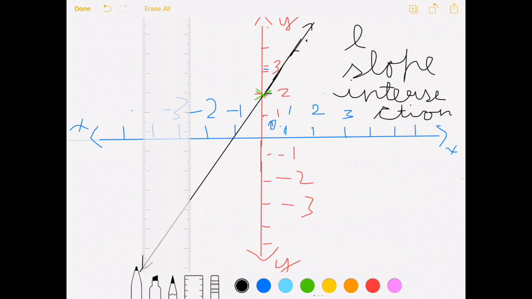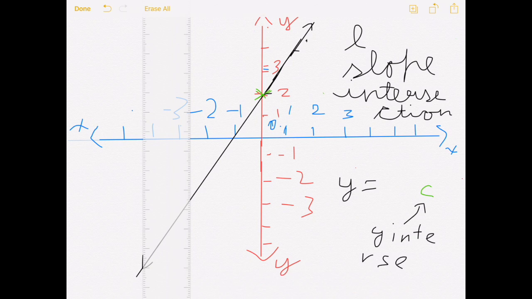So that equation is y equals, and let's use, say, green for the intersection. We call this the y-intercept. So this intersection is called the y-intercept. It's spelled with a P. So y-intercept.